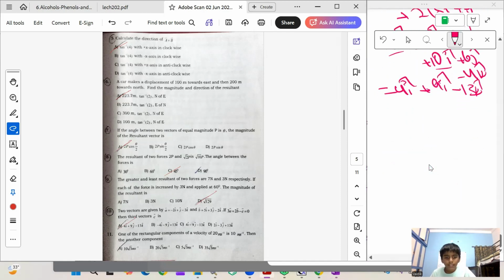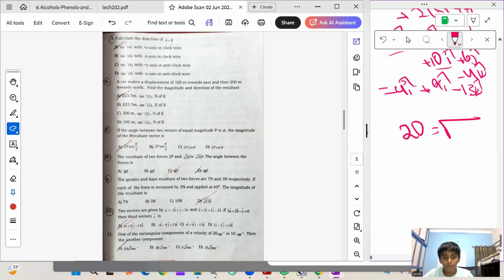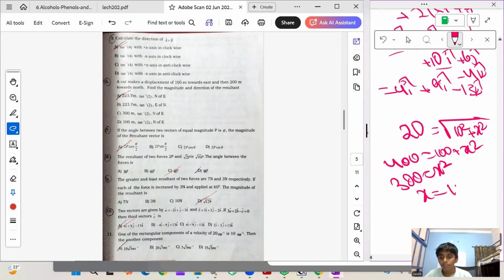Next, one of the rectangular components of a velocity of 20 meters per second is 10. The velocity 20 equals root over, one of the components is 10 square. Let the second component be some x. So 400 equals 100 plus the other component x square. So here 300 equals x square. So x would be root 300, which is 10 root 3.